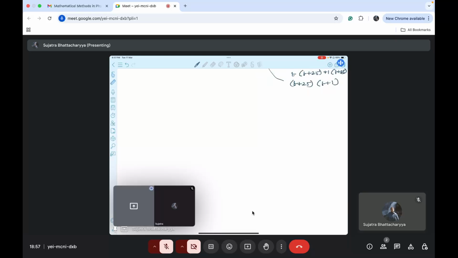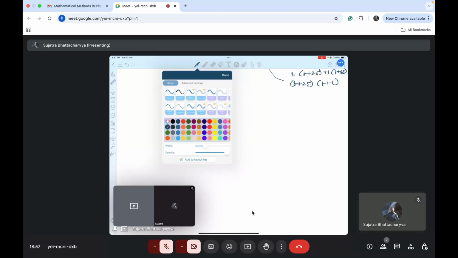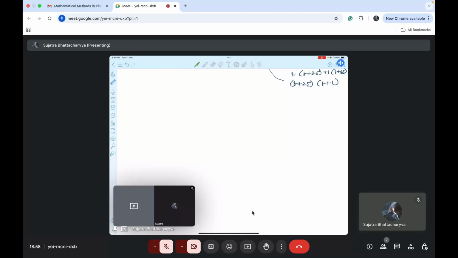The next important property, number 3, is the Laplace transform of the derivatives of a function. Okay, Laplace transform of the derivatives.